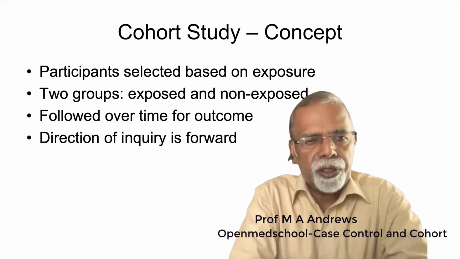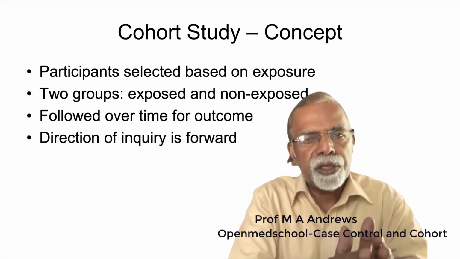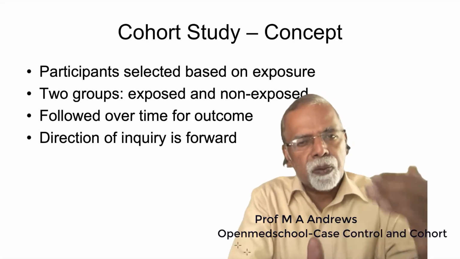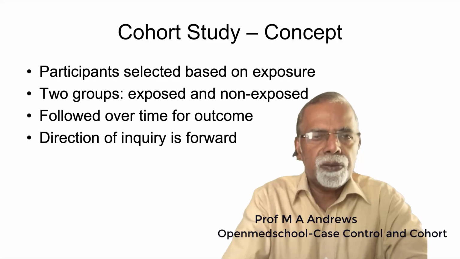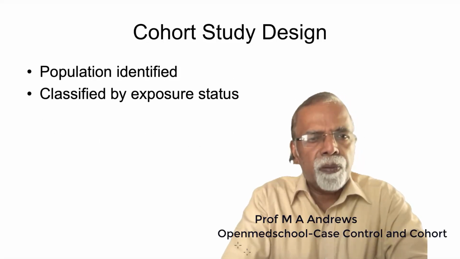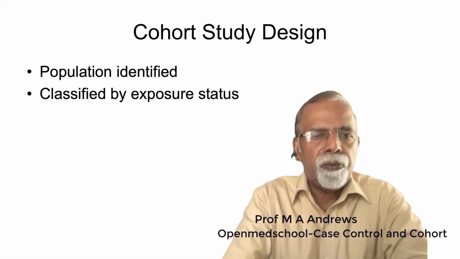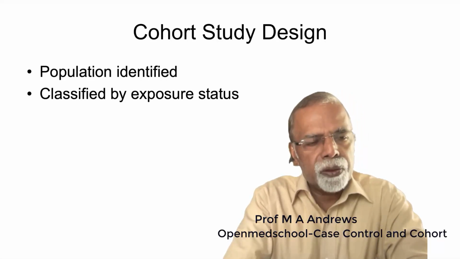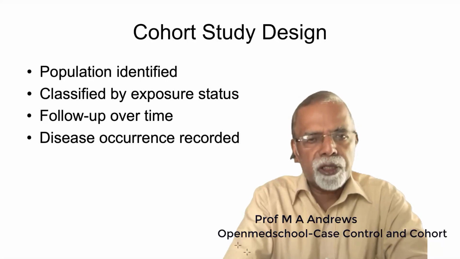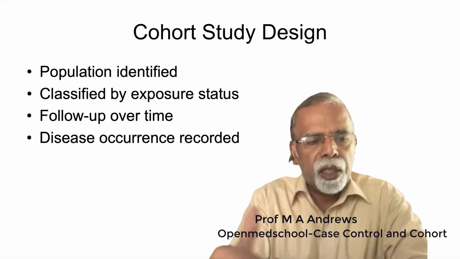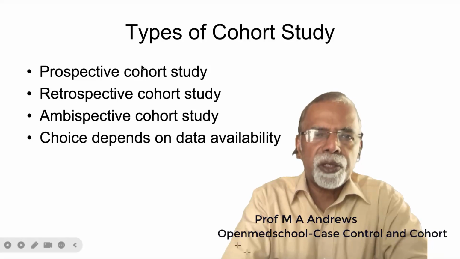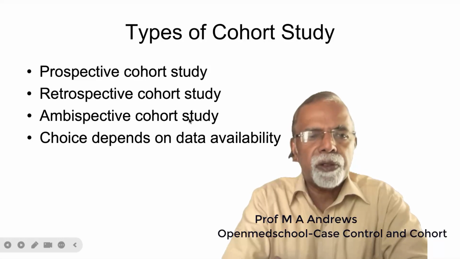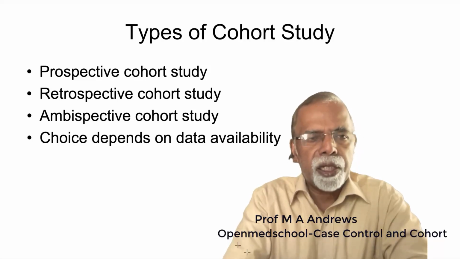So now we go to the cohort study. The concept is participants are selected based on an exposure. There are two groups, the exposed group and non-exposed group. They are followed over time. So the direction is forwards. So in cohort study design, the population is identified. They are classified into groups depending upon the exposure status, exposed and non-exposed. Follow up over a period of time and you record the occurrence of the disease. There are different types of cohort study: the prospective cohort study, we can have retrospective cohort also, and ambispective, where both prospective and retrospective are present. So depending upon the data, you select the type.